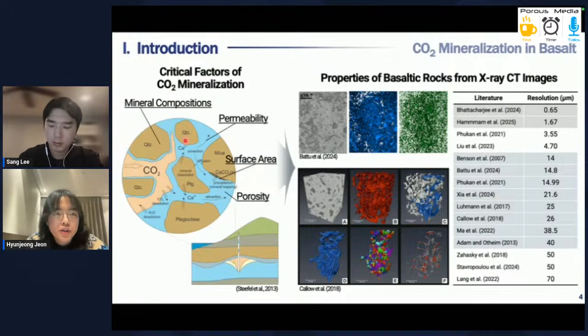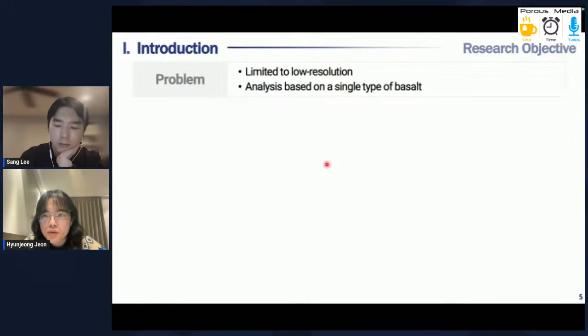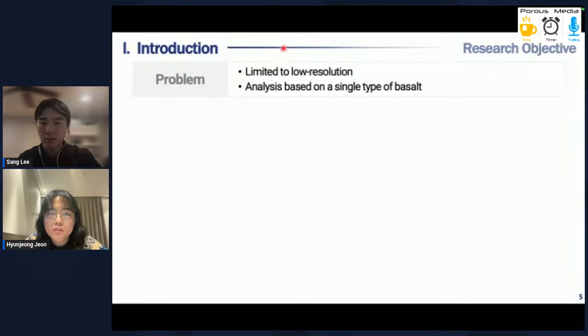Here are the critical factors of CO2 mineralization, and X-ray CT imaging has become a vital tool for non-destructively investigating these properties. However, as shown in this literature review, most previous studies relied on low to medium resolution scans. While some sub-2 micrometer high resolution studies exist, they were not focused on characterizing basalt for carbon storage. Here are the core problems we face in this field. Most existing studies are limited to low or mid-resolution imaging, and they are typically based on just a single type of basalt. This lack of resolution and diversity has resulted in an insufficient understanding of the complex characteristics of basalts.